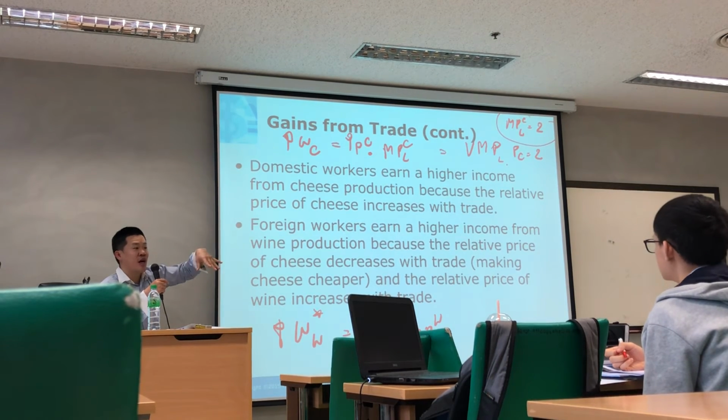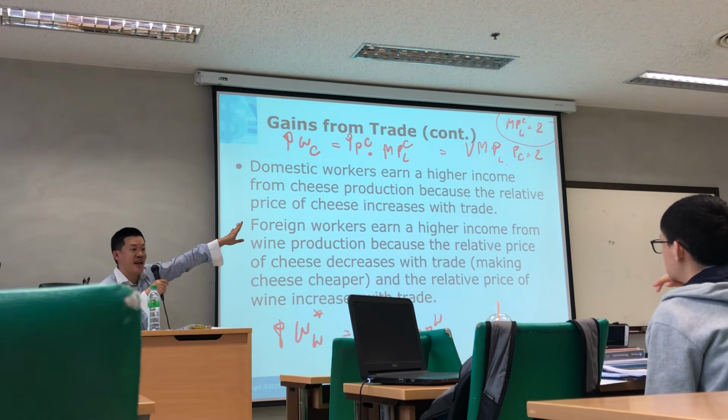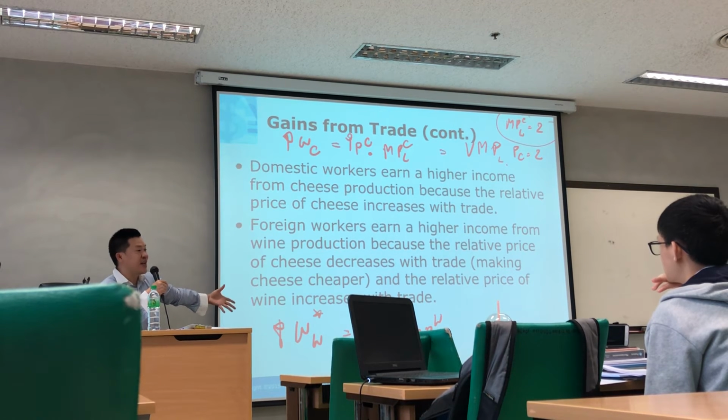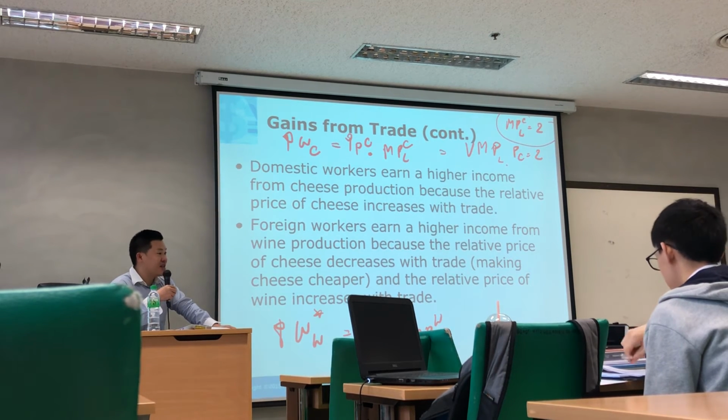Now every worker in home works in the cheese factory, right? Then they get a higher wage. Also in foreign, they work in the wine factory, they get a higher wage. Then they gain from trade.